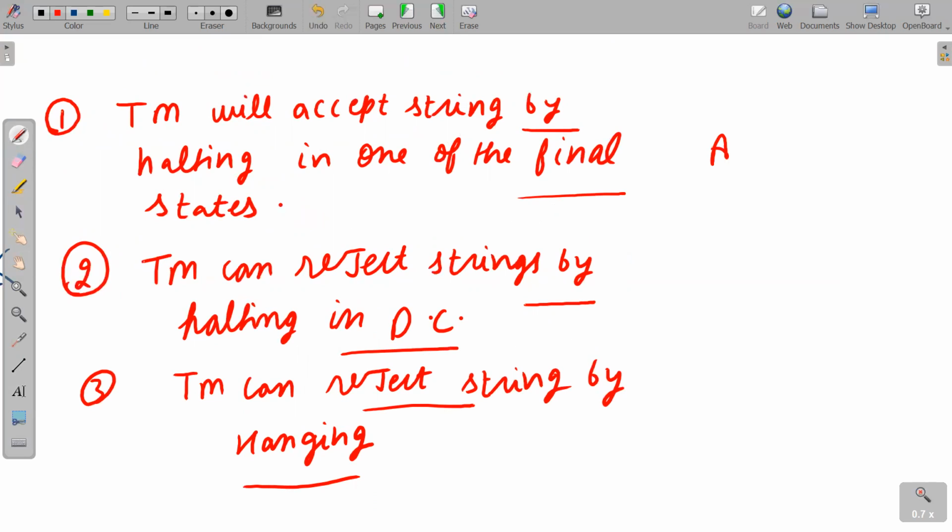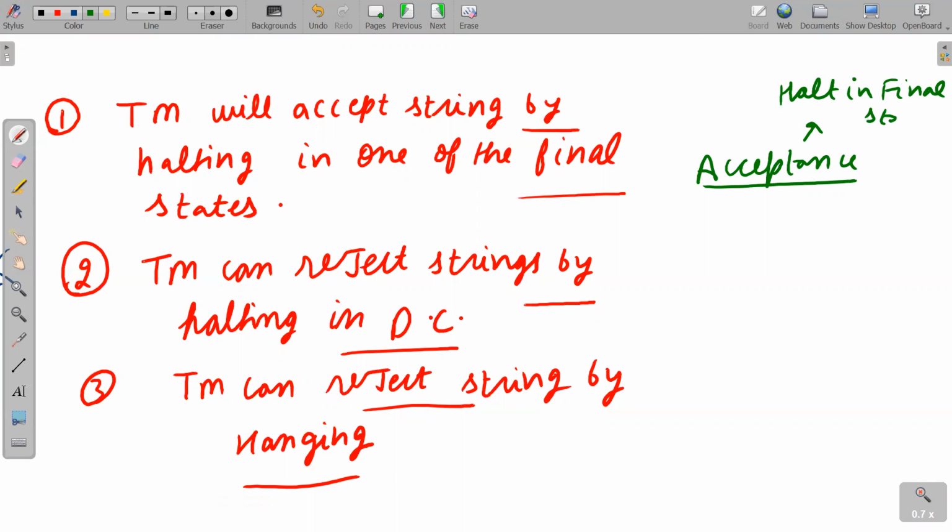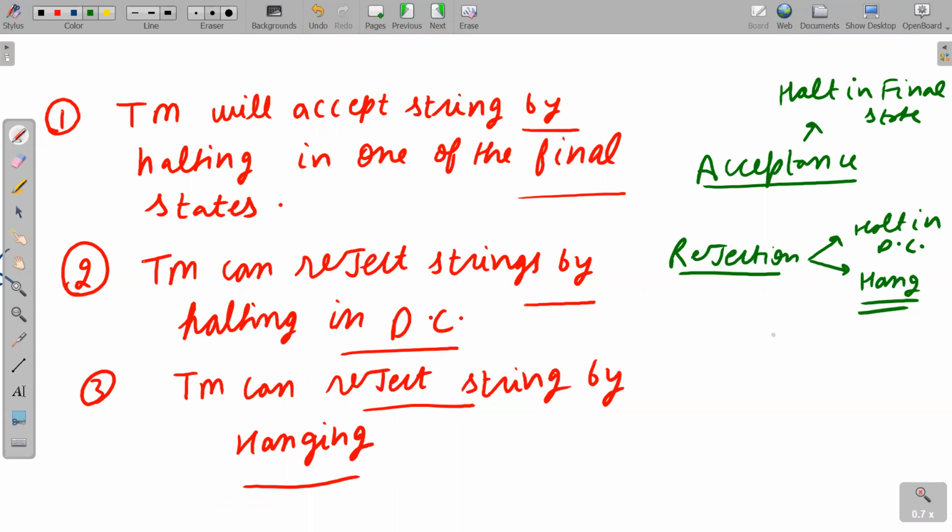So for acceptance, a Turing machine has only one choice: halt in a final state. For rejection, a Turing machine has 2 choices. First, halt in a dead configuration. Second, hang. Please note this point very carefully, otherwise it will trouble you a lot.